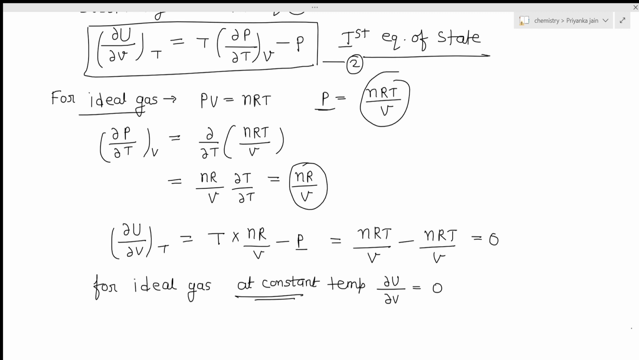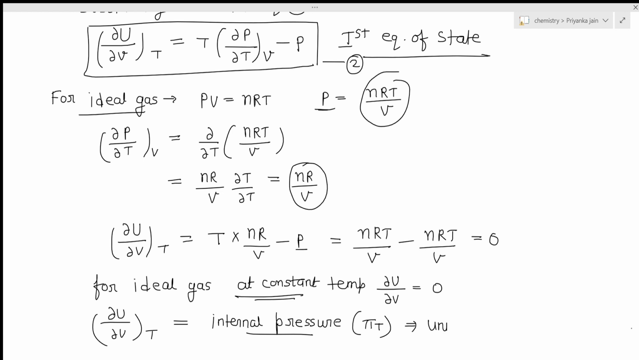Now see one more thing. This ∂U/∂V at constant temperature is also known as the internal pressure. This is called the internal pressure and we denote it by πT. So sometimes you will see internal pressure in question papers. Why are we calling it internal pressure? Because it has the units of pressure. So this is called the internal pressure.